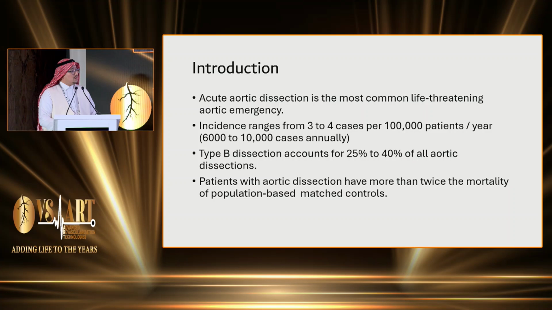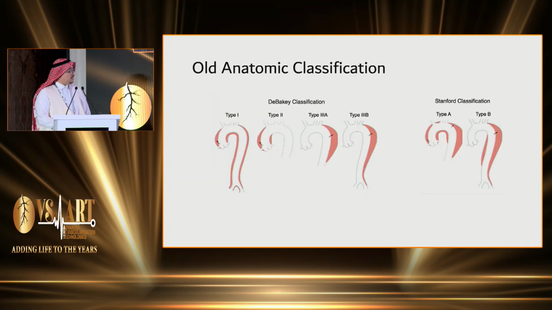As an introduction, acute aortic dissection is the most common life-threatening aortic emergency, with an incidence of about 6,000 to 10,000 cases annually. Type B dissection accounts for 23% to 40% of all aortic dissections. Patients with aortic dissection have more than twice the mortality of their regular controls.